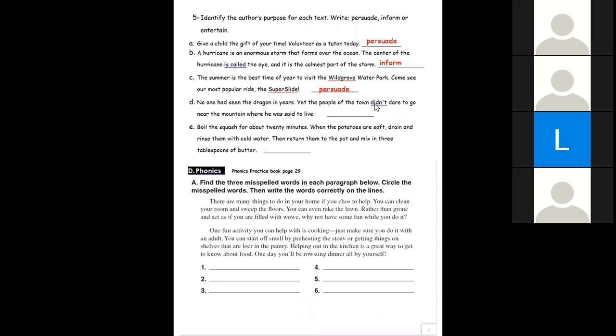Inform? No, when there is a story, it's not inform. Inform is when it's giving information only. But when there is a story, then the author's purpose is to entertain the reader. Okay? Thank you, Amir. Okay, Yara.